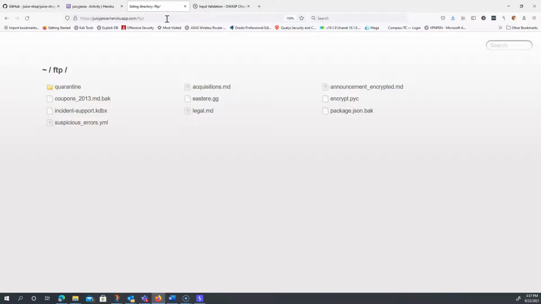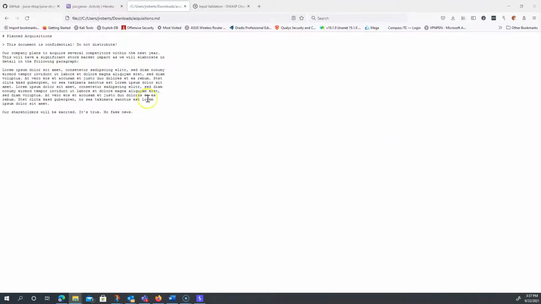Oh, and look at that. So it was actually at the home FTP. And it looks like we have quarantine files. We have legal, which I think we already saw, right? What could be considered confidential here would be the next question. Let's look at maybe acquisitions. Take a look at acquisitions. I'm gonna pull that over here. Oh yeah, there we go. Confidential document.